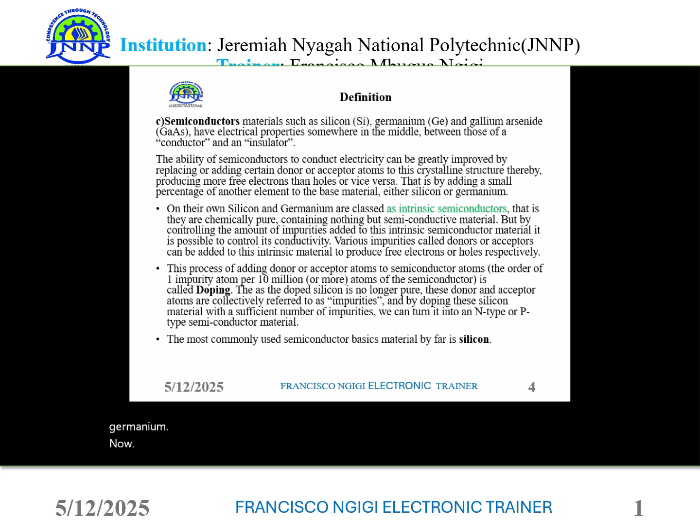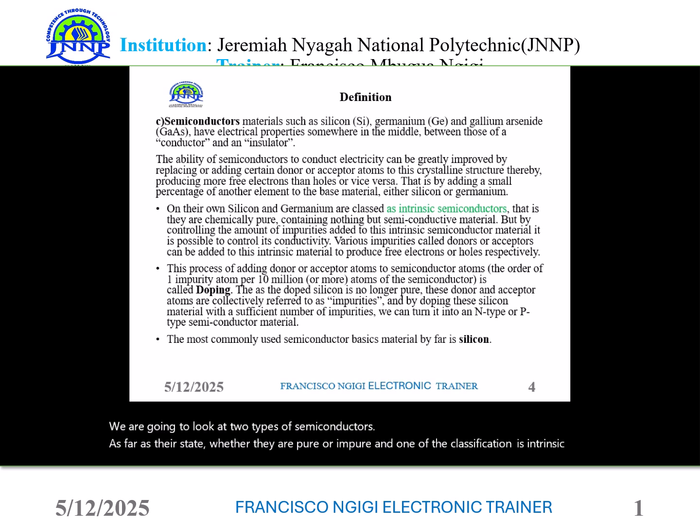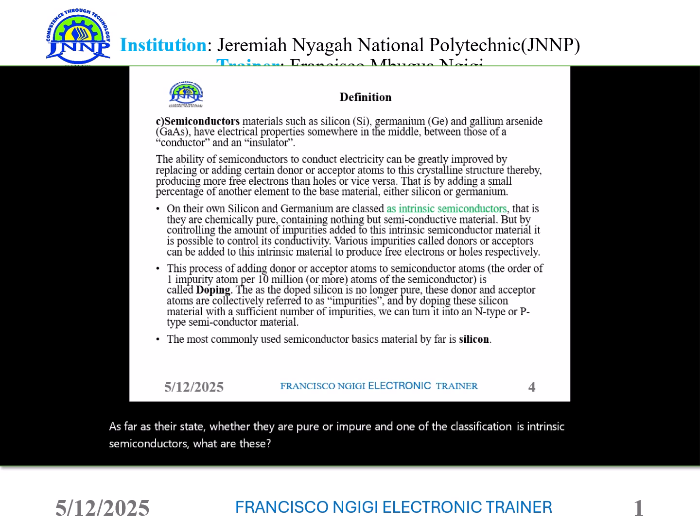Now, we are going to look at two types of semiconductors as far as their states, whether they are pure or impure, and one of the classifications is intrinsic semiconductors. What are these? Intrinsic semiconductors have no impurities added to them, while extrinsic semiconductors have impurities added to them.